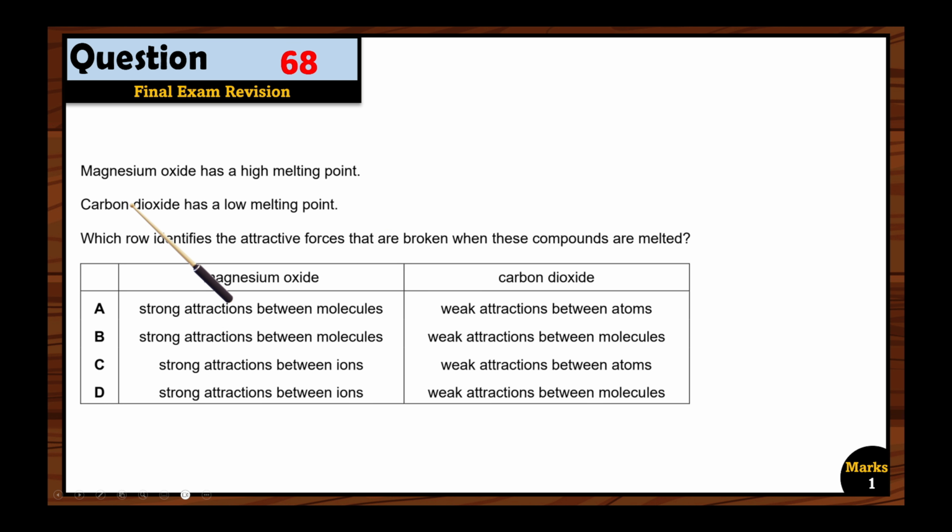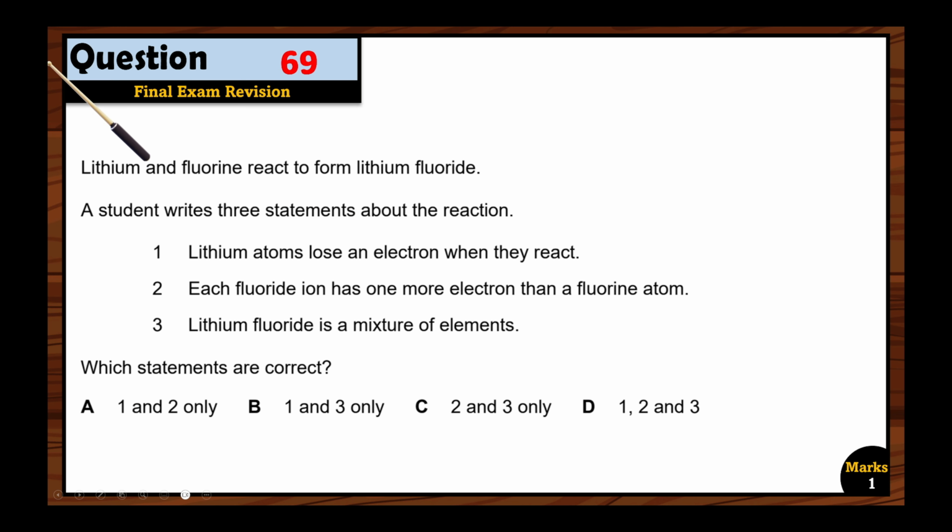Now let's see carbon dioxide. When carbon dioxide is melted, what will happen? Because it's a covalent compound, in covalent compounds always remember what is responsible for the low melting and boiling point. I already told you it's not the covalent bond. It's actually a weak force of attraction between molecules. They have said weak attraction between atoms. That's wrong. Between atoms, we have a covalent bond, and a covalent bond is not weak. So weak attraction between molecules is the right option. That's why option D is correct.